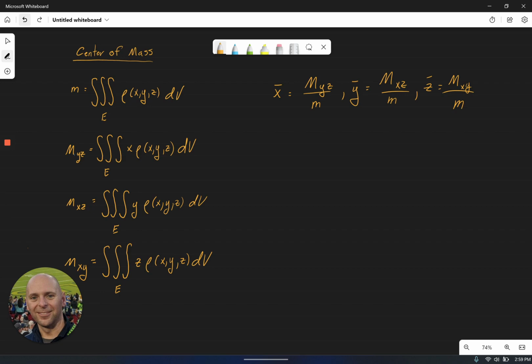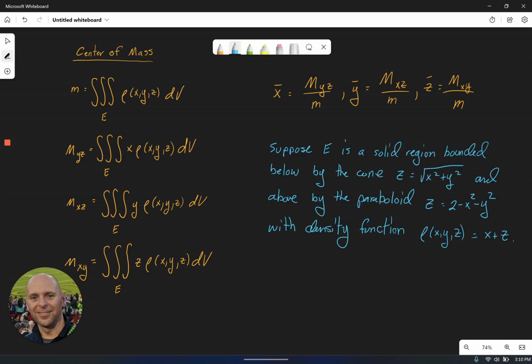So let's take a look at an example of this. Suppose we have a region E, and it's going to be a solid bounded below by the cone z equals the square root of x squared plus y squared, and above by the paraboloid z equals 2 minus x squared minus y squared. And we're going to have a density function here that's equal to x plus z. So let's start setting this up.